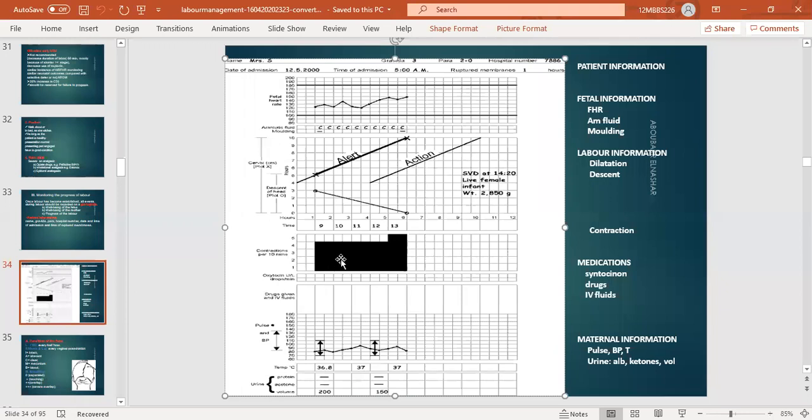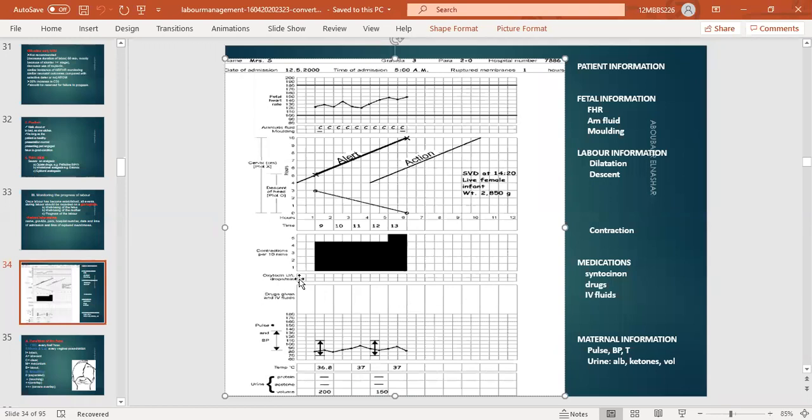But in this column, if there are two uterine contractions and each contraction is not so bold, it means there is an inadequate uterine contraction, and each contraction lasts for 20 or 30 seconds. Then you can say that there is a problem in the power, so you can augment the labor by giving oxytocin.